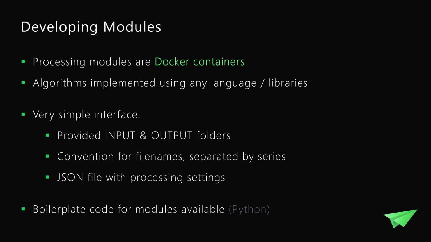Now the processing modules are Docker containers. And this means that you can implement your algorithm using any programming language and using any support libraries or frameworks. We like Python a lot, which of course works very well for machine learning, but some of our modules have also been written in C++, and it's really up to the individual author. There's a very simple interface for the modules that also allows you to pass parameters to the module from the user interface. And we have a number of sample modules available that you can use as a starting point if you want to integrate your own algorithm.